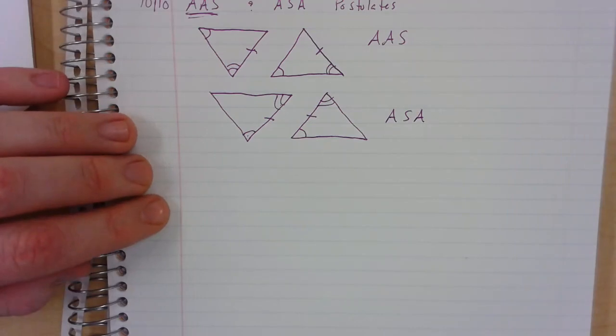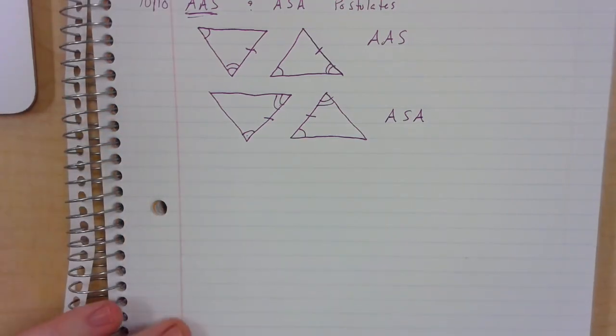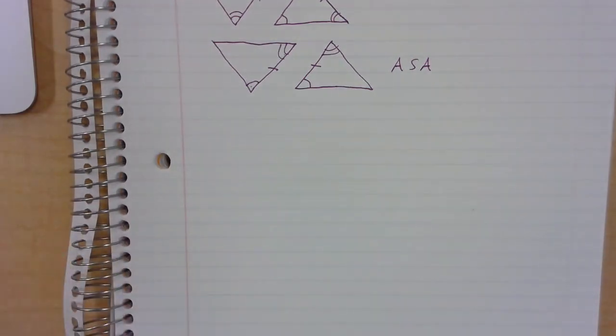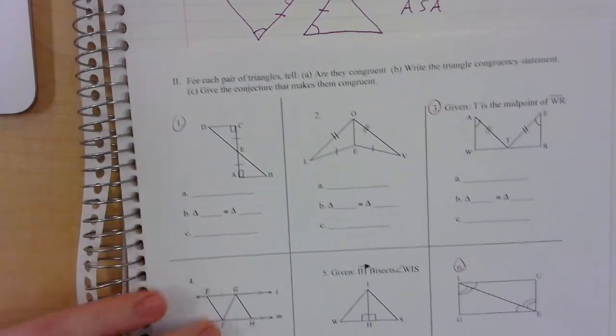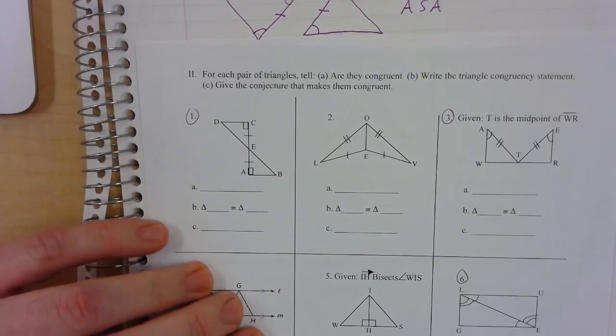All right. So if you recall, there's two types of problems. The first type of problem is, are they congruent? If they are congruent, write a congruency statement. And then finally, tell me which postulate justifies it. So we looked at problems like this yesterday. Here I've highlighted a few that I want to go over with you just to show you how this works.